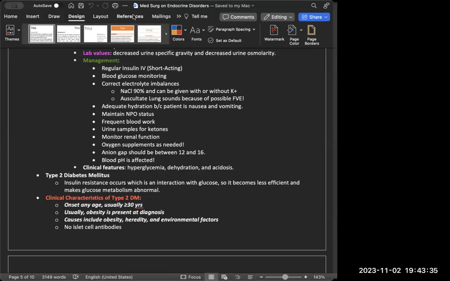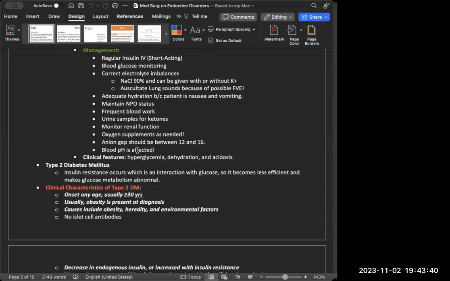So we want to replenish those by giving normal saline and other fluids, right? But not via the mouth. We want to keep them NPO. Why? Because they're nauseous and vomiting. And most of the time when people are nauseous or vomiting, they don't want to take anything by mouth. So it's best to not do that because they might throw it up anyway.